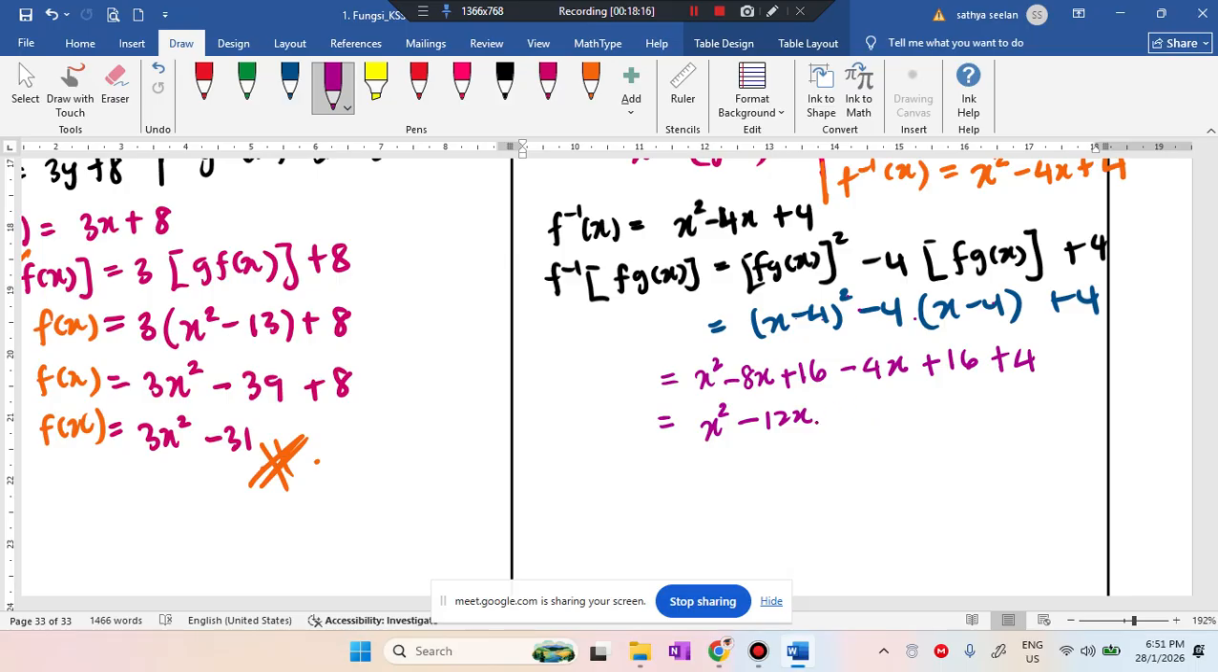The advantage of this method, yang ni boleh selesaikan outside and inside function for composite. If you understand this method, please follow this method. Kalau yang tu pun senang juga. But dia ada dua situation. Outside you need to use different method, inside you need to use different method. That's the thing.